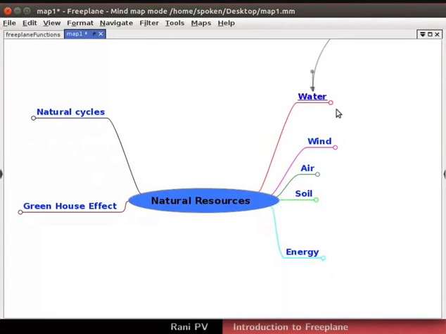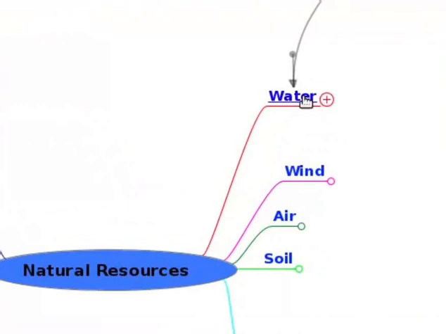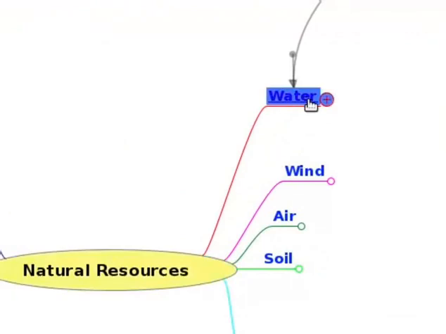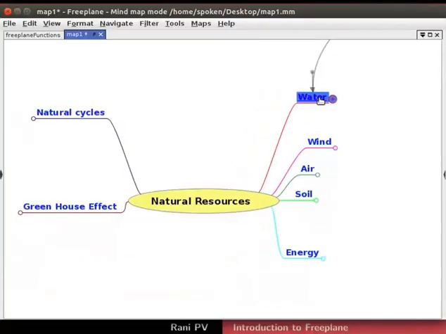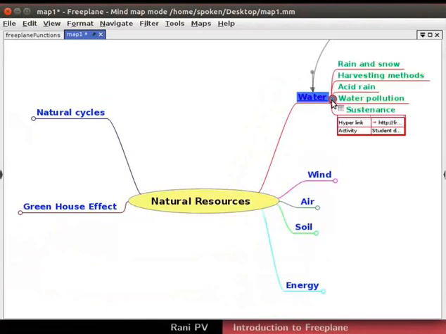There is a small circle next to the water node. This indicates that there are child nodes to water. Child nodes are folded and not seen for clarity. Hover the mouse on the water node and notice a plus sign that appears. Click on this plus sign.